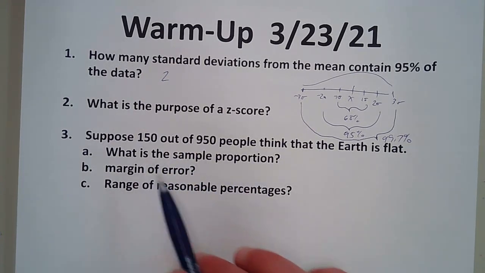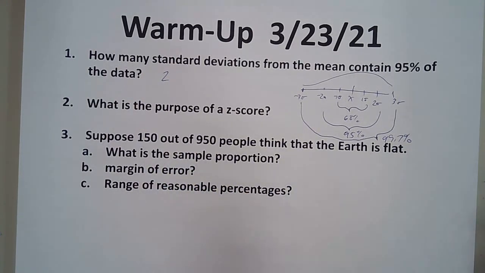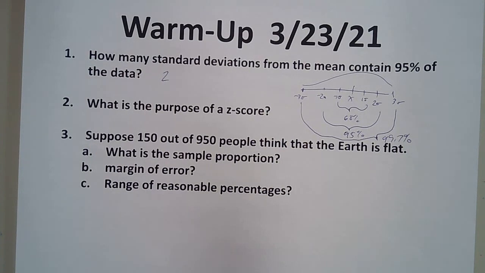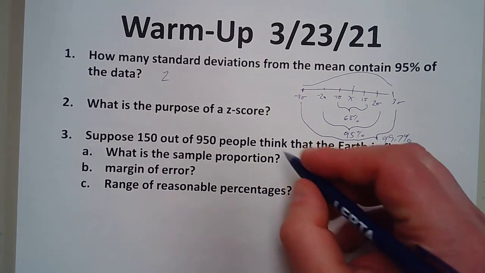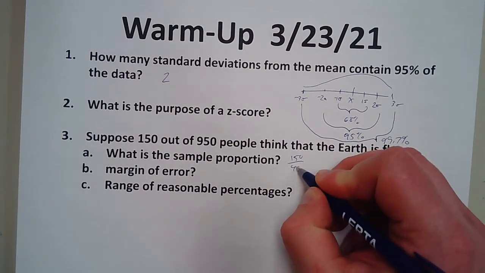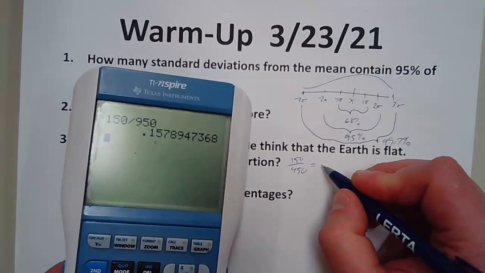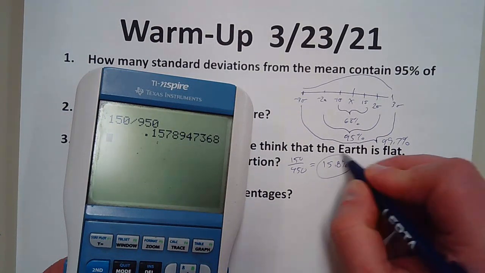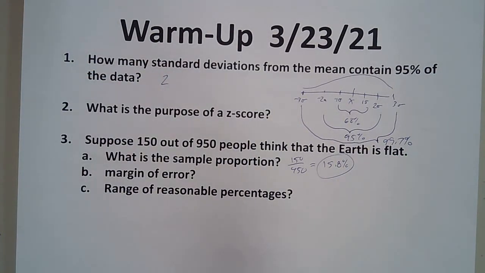This one: suppose 150 out of 950 people think that the Earth is flat. First question, what's the sample proportion? That's just, what percent of people think the Earth is flat? So you do 150 divided by the 950. We like to write that as a percentage, so I'd call that 15.8%. That'd be good. Okay, so that's the sample proportion.